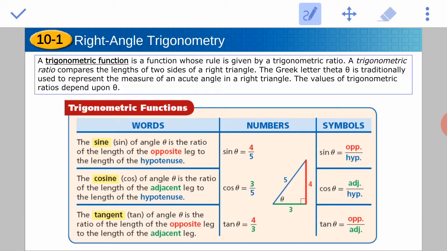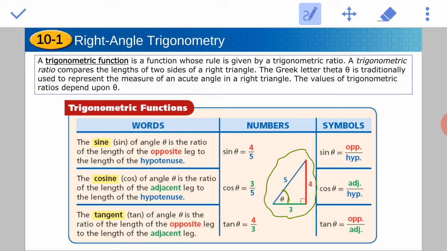To understand the trigonometric ratios, take this triangle. It's a right triangle with acute angle theta. This angle is an acute angle and we name it theta. The two sides of this triangle, the two legs, are 3 and 4, and the hypotenuse is 5. The hypotenuse is opposite to the right angle and it's the longest side in the triangle.